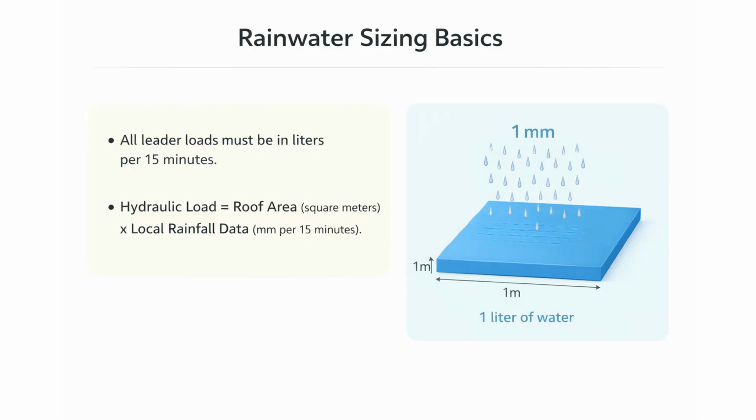When we size rainwater leaders, we calculate all loads in liters per 15 minutes. To find the hydraulic load draining into a leader, you simply measure the roof area in square meters and multiply it by the local rainfall data. Just remember, 1 liter of water spread over 1 square meter equals exactly 1 millimeter of depth.